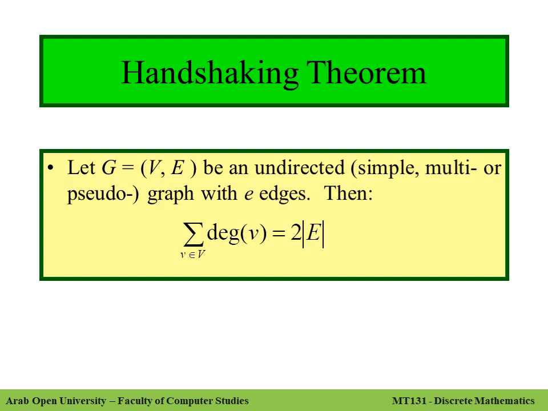For one thing, the sum of degrees will always be even, and this is one way: if you know the sum of the degrees, you can find the number of edges. Certainly if you know the number of edges, then you will know the sum of the degrees. So we will look at examples of how to use the handshaking theorem.